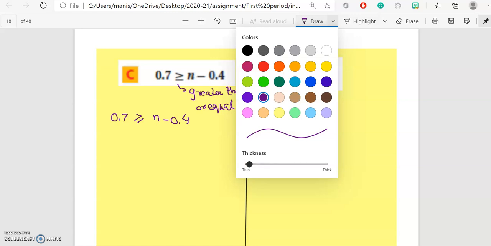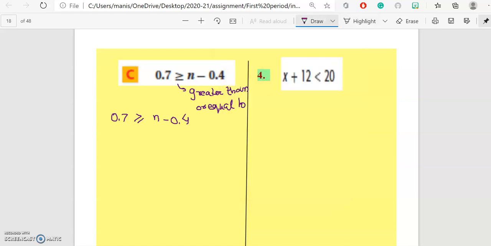So how will I solve this? I will use the rules to solve an equation. I will circle the variable. Now this is my minus sign with 0.4. If I have to get rid of this, I have to do the opposite. By opposite, I mean I will add 0.4 to both sides. So this will cancel out. Now I will bring this n over here and I will bring this sign.